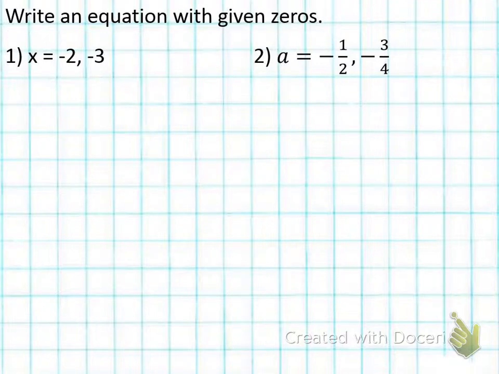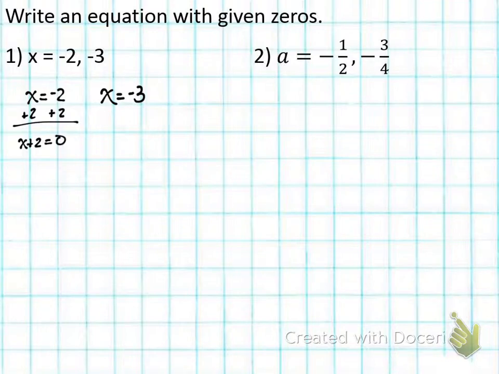So, first thing I'm going to do is rewrite these as x is equal to negative 2 and x is equal to negative 3. I'm taking each of my solutions and setting it equal to x, because that's really what it is. Then I want each of my equations set equal to 0. So right now I have x is equal to negative 2, so I'm going to do the opposite of minus 2, which is add 2. Whatever I do to one side, I do to both. And we get x plus 2 is equal to 0. On this side, I'm going to add 3 to both sides. So we get x plus 3 is equal to 0. Okay? That's the first step.